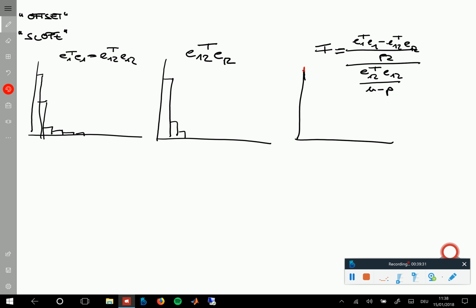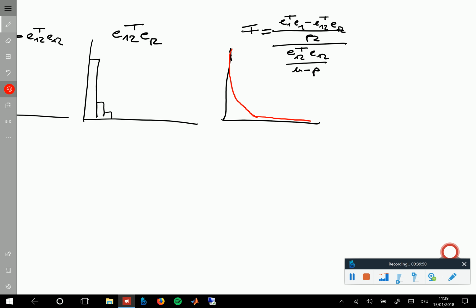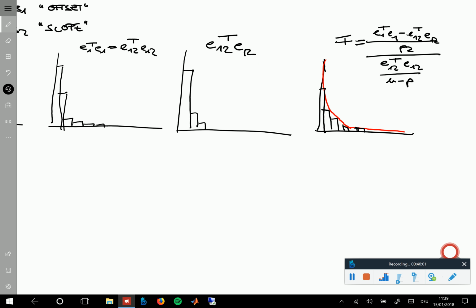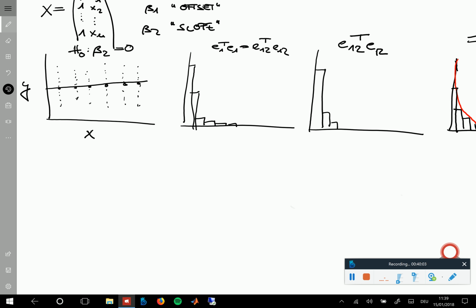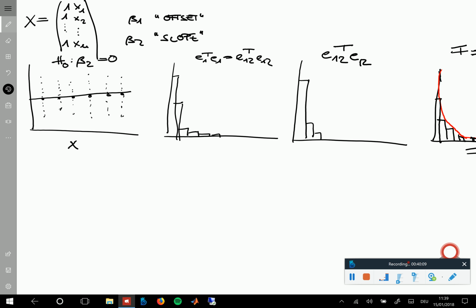And what one sees is what one would expect, namely that the histogram of the F statistic and the analytical result overlap. So this is now F. That's all. This is what one would expect under the null hypothesis.